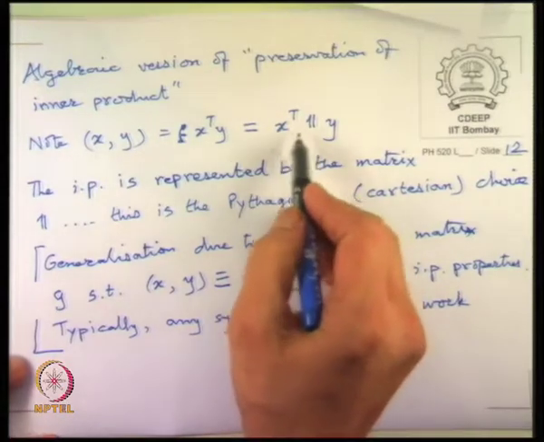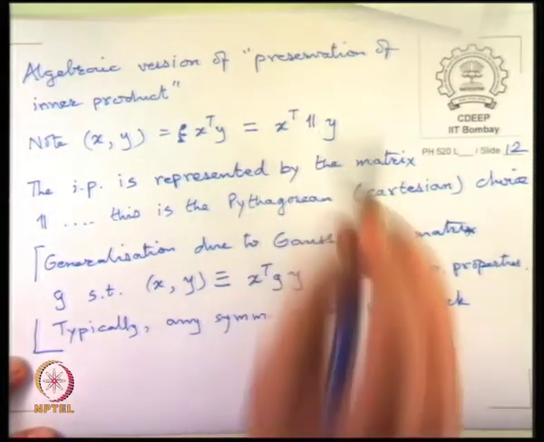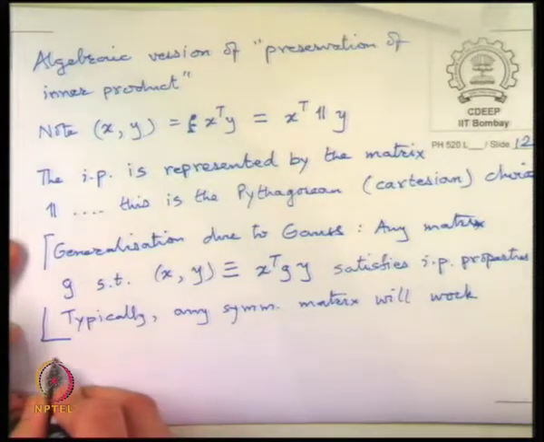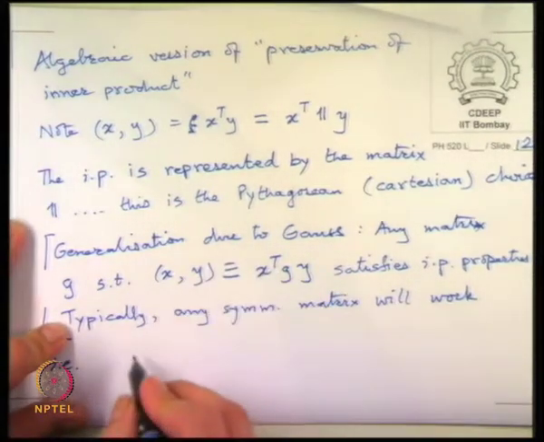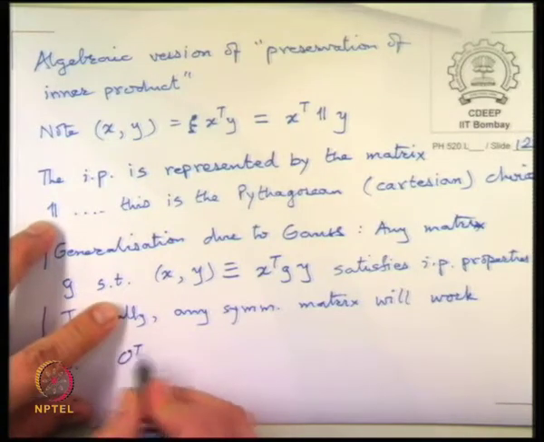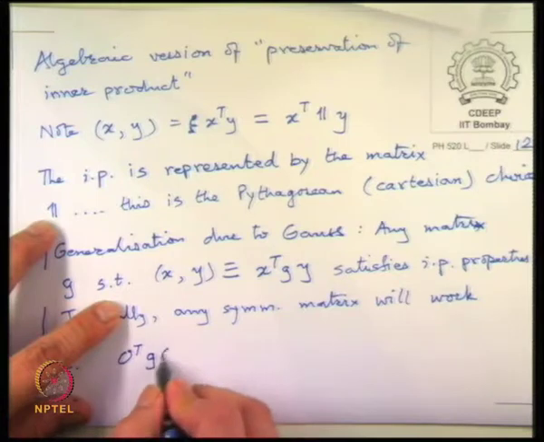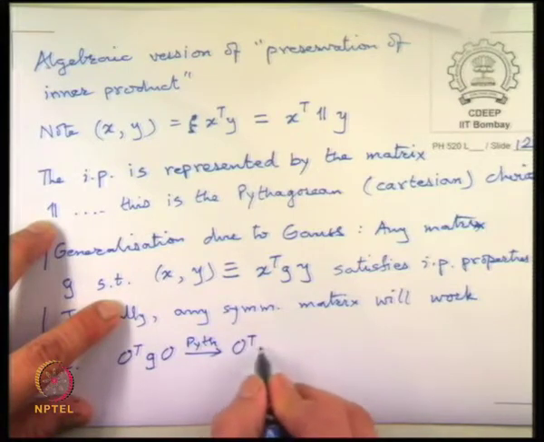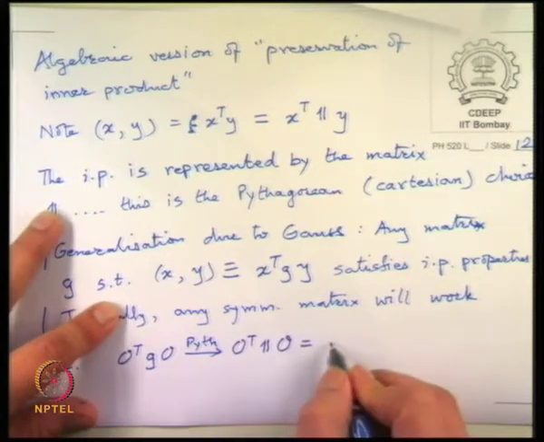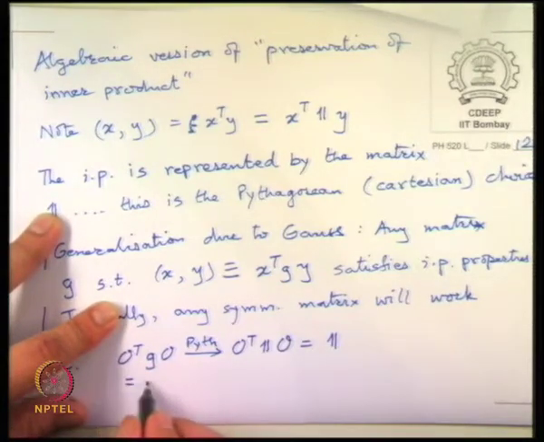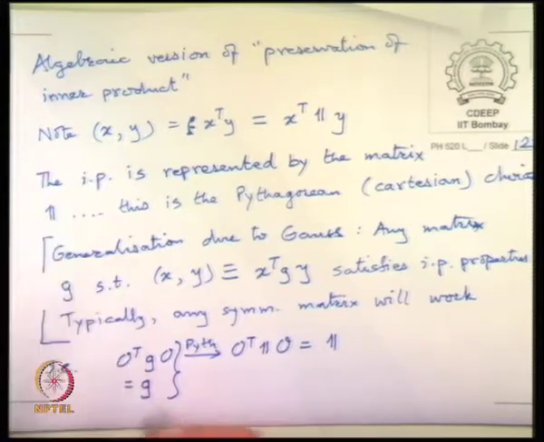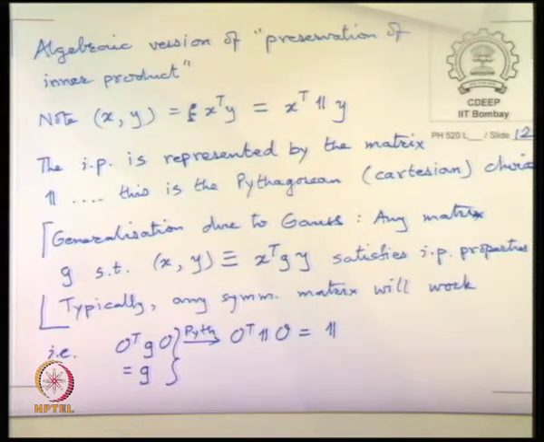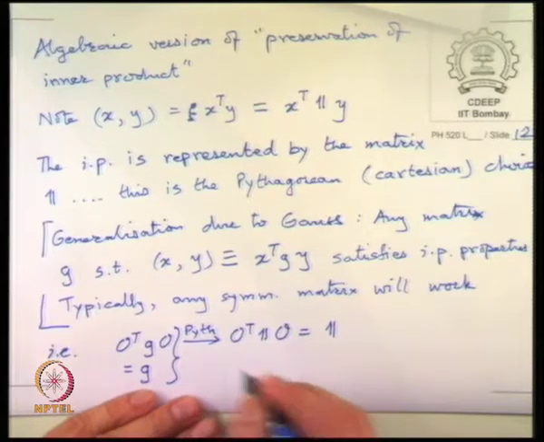So we can now think of this as preserving the Pythagorean metric. So O transpose O equal to 1 can also be written as O transpose G O equal to G. That is what it is actually saying, and in Pythagorean notation it becomes O transpose O equal to 1. So it preserves the metric delta ij.